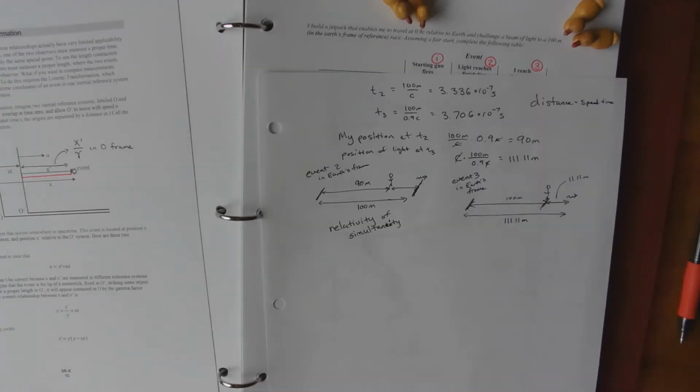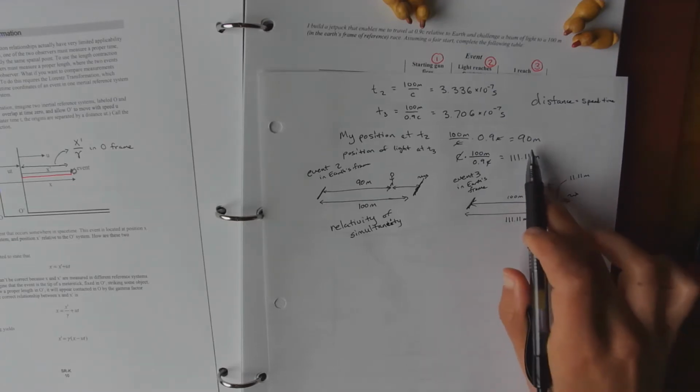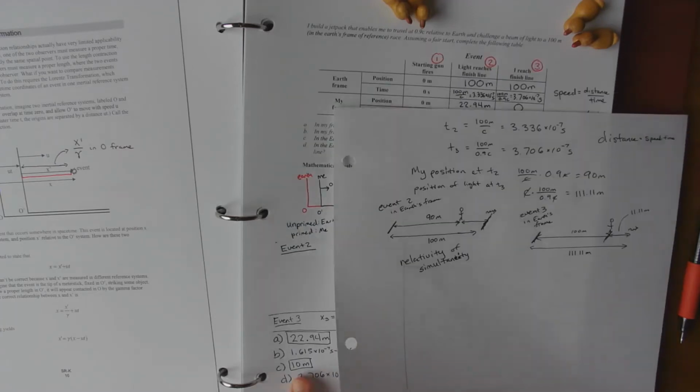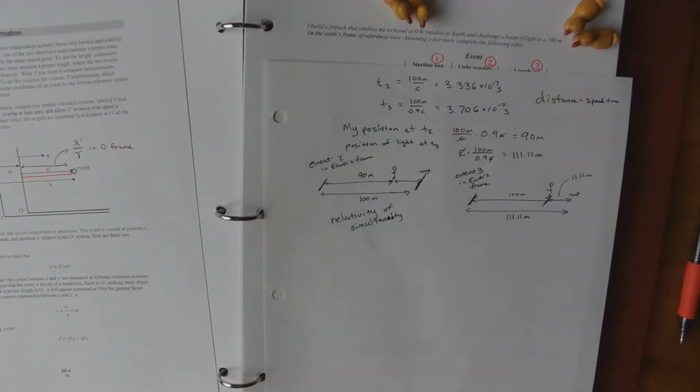So the computer decided to stop recording in the middle of what I was doing, and I just noticed that. So we left off here. This was 90 meters, which we had seen was the answer. Well, that gave us the 10 meters for part C. So you're 10 meters behind the light when it crosses the finish line.